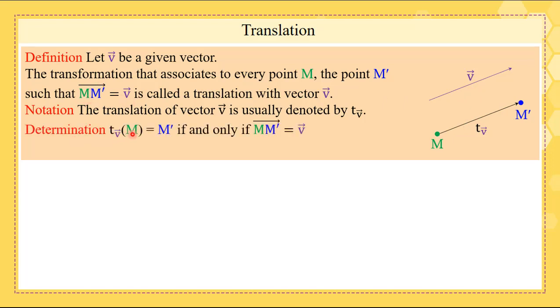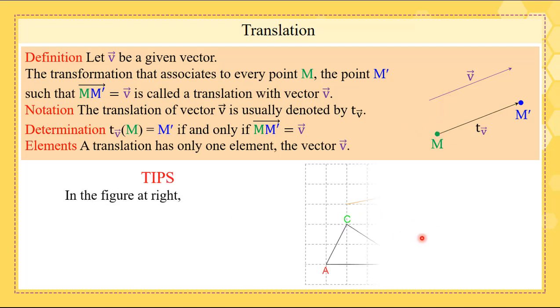Determination: the translation of the point M by vector V is equal to M prime if and only if MM prime vector is equal to V vector. Pay attention here. MM prime vector is equal to V vector. So in order to prove that the translation of the point M by vector V is equal to M prime, try to show that MM prime vector is equal to V vector. Elements: a translation has only one element, the vector V. In order to make a translation of a point or an object, we just need a given vector.